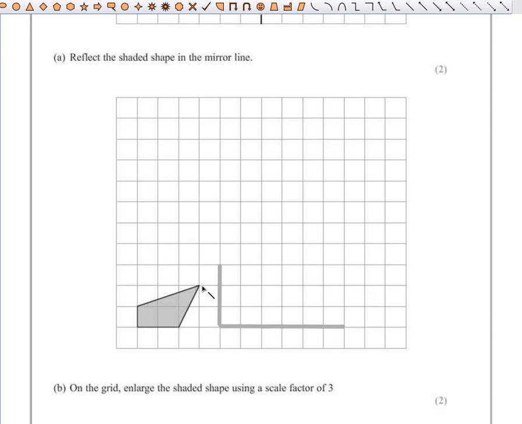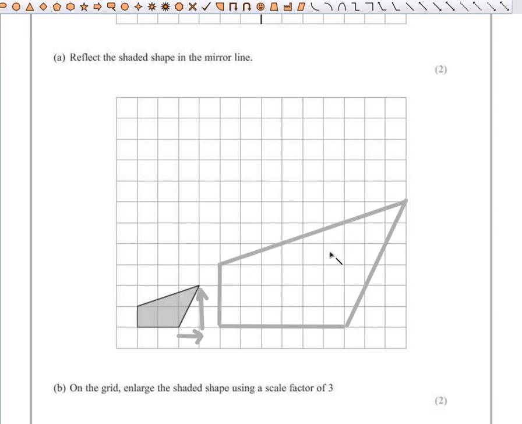The harder part comes from trying to work out where this final corner is, and I'm going to use the bottom right corner as a guide. Originally, the shape from this corner went 1 square across and 2 squares up. So we're going to scale these two values by 3 to make sure that we find the exact point. So 1 times 3 is 3, so we're going to go across 1, 2, 3 squares. Instead of going up 2, we're going to go up 6. 1, 2, 3, 4, 5, 6. And that should be where our final corner is.